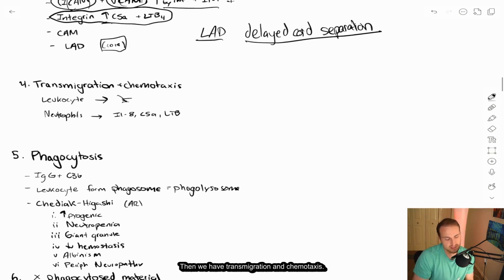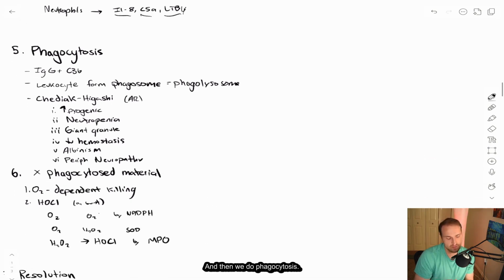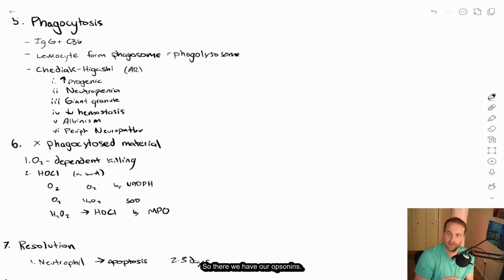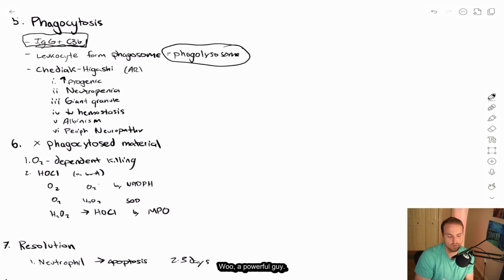So that's adhesion. Then we have transmigration and chemotaxis. So that's in our post-capillary venules. And our attractants that we're going to be using here are going to be IL-8, C5a, LTB4, and just like bacterial products. And then we do phagocytosis. So there we have our opsonins. It's going to be like our IgG, C3b. These guys, if you remember from before, your opsonizing guys. So what happens here is the phagocyte is going to merge with the lysosome, and you get what's called a phagolysosome. Ooh, a powerful guy.